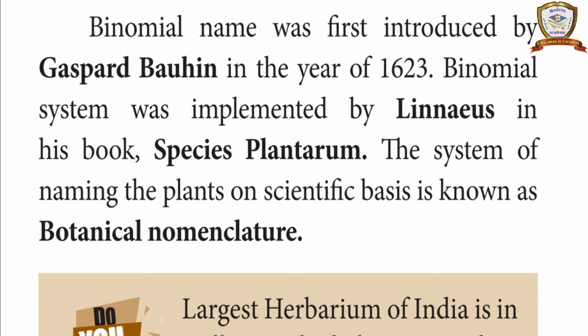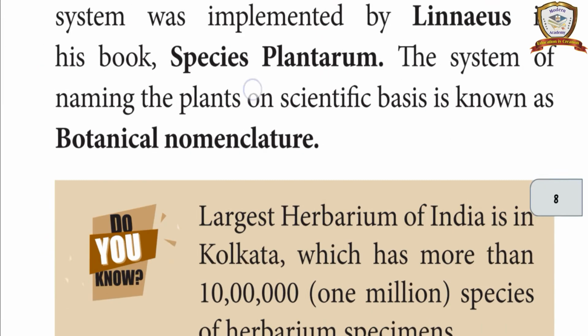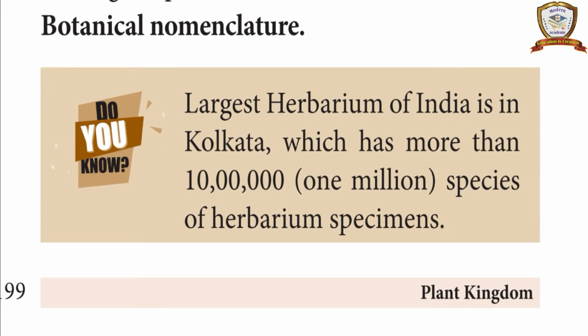Binomial name was first introduced by Gaspard Bauhin in the year 1623. The binomial system was implemented by Linnaeus in his book Species Plantarum. The system of naming plants on a scientific basis is known as Botanical Nomenclature. The largest herbarium of India is in Kolkata, which has more than 1 million herbarium specimens.